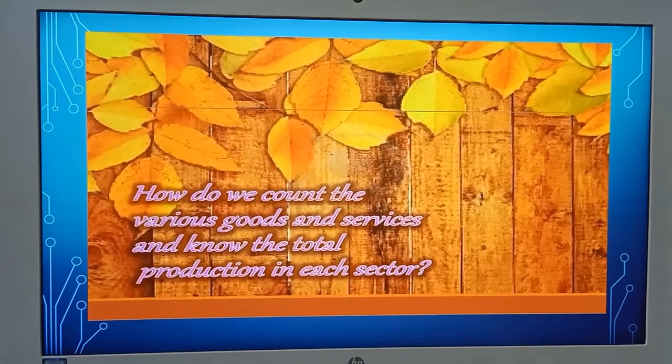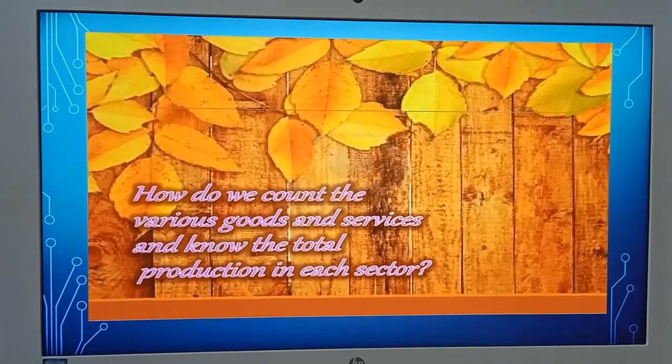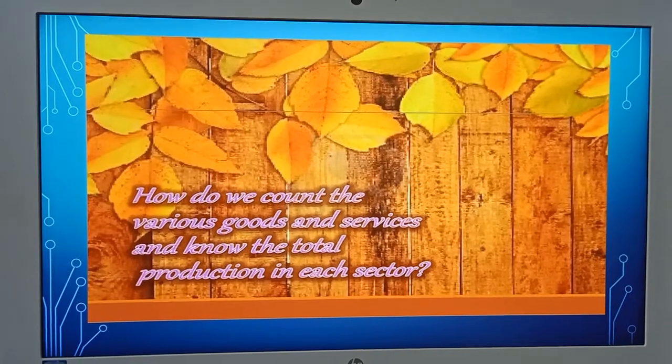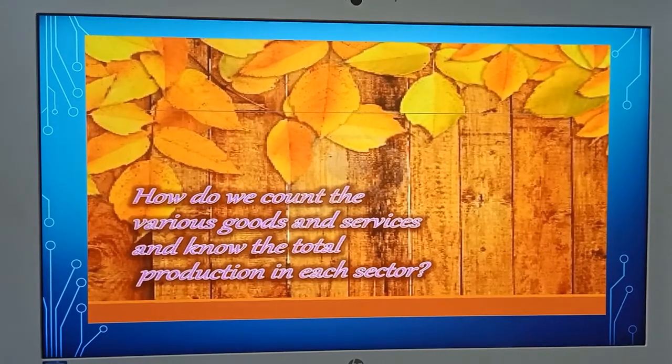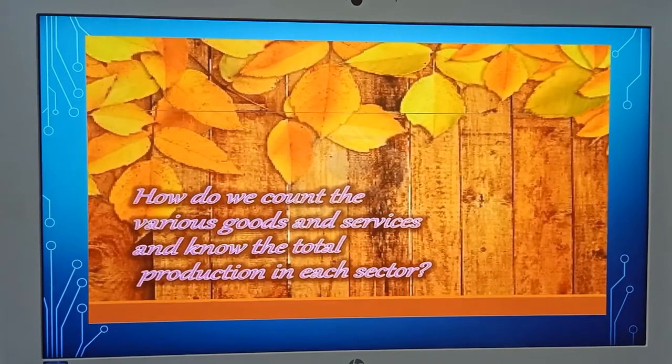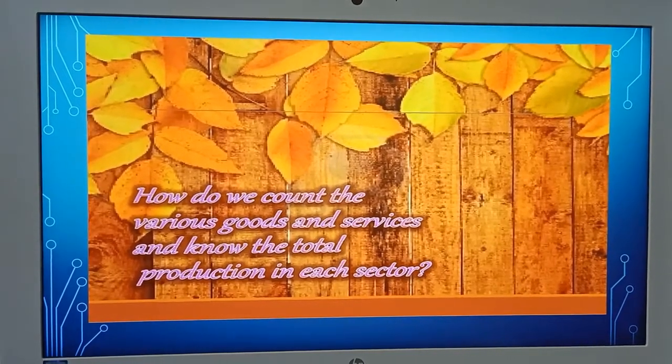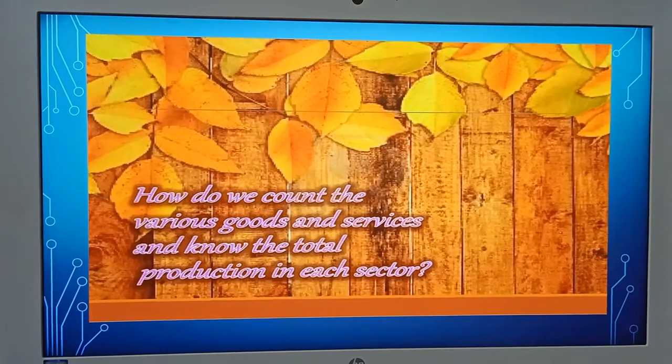To avoid any kind of double counting, what we need to make sure is that the product that we are adding is added only once. So there is a single addition of the product. So let's take an example.